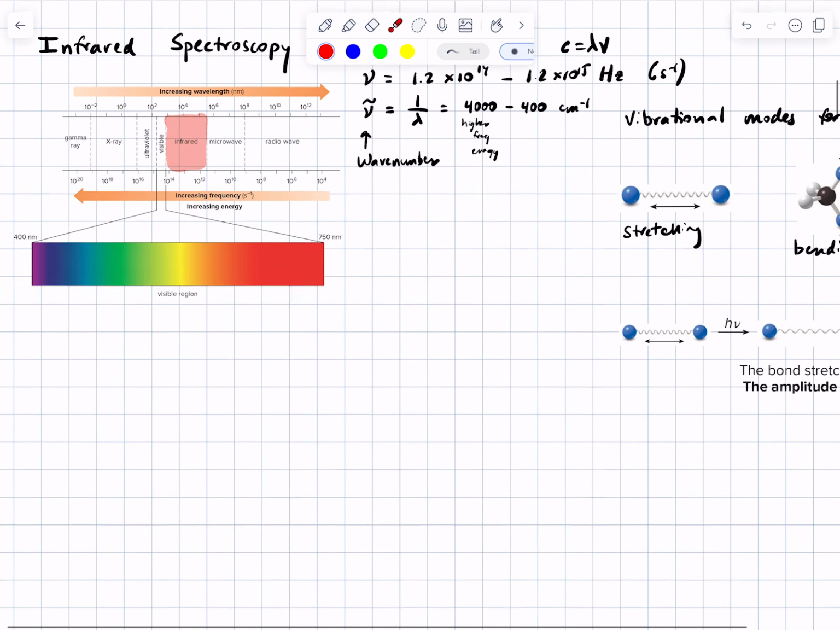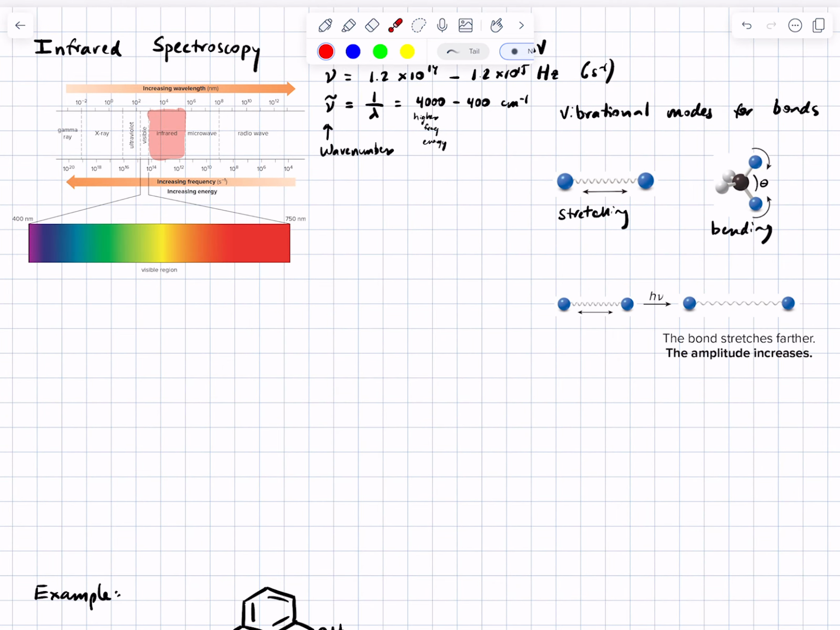One thing that's useful, I'm going to write it here, and then you're going to immediately ask, do I need to memorize that for the exam? And the answer is no.